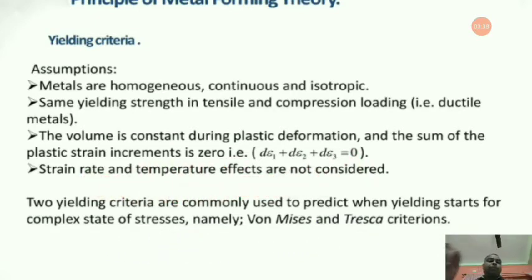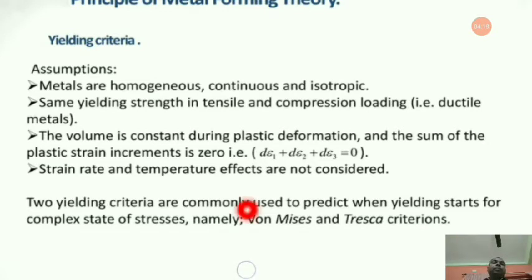Now, these are the things I was talking about. Two yielding criteria are commonly used to predict when yielding starts for a complex state of stress, namely the von Mises and Tresca criteria. We will be dealing with these two criteria only, because there are mainly 4 to 5 failure theories we generally read in machine design, and here we are dealing with ductile materials. So we'll be sticking to the design of ductile materials.